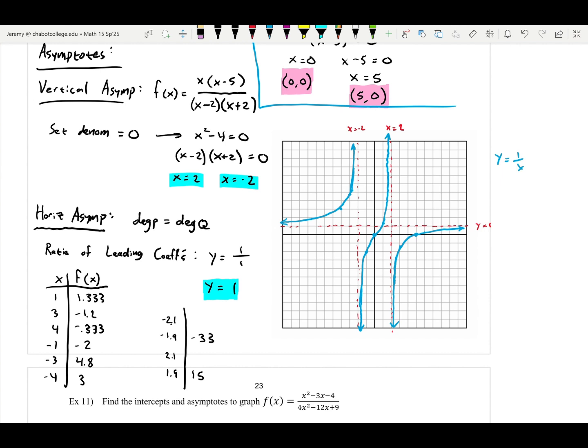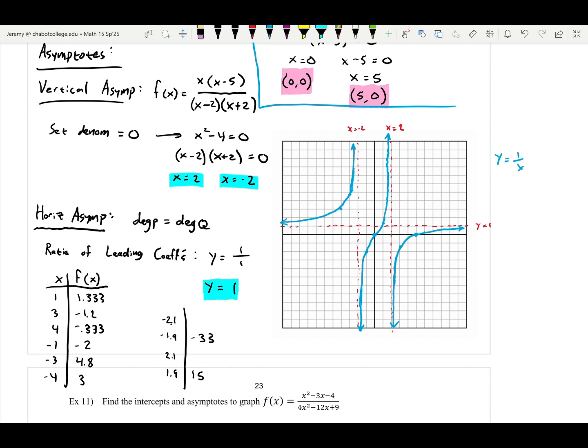And I get asked about this sometimes. Right here, this part where the graph crosses that horizontal asymptote. You think, aren't asymptotes these lines that you never cross? You can cross a horizontal asymptote, and it will happen sometimes, and it happens in this case.